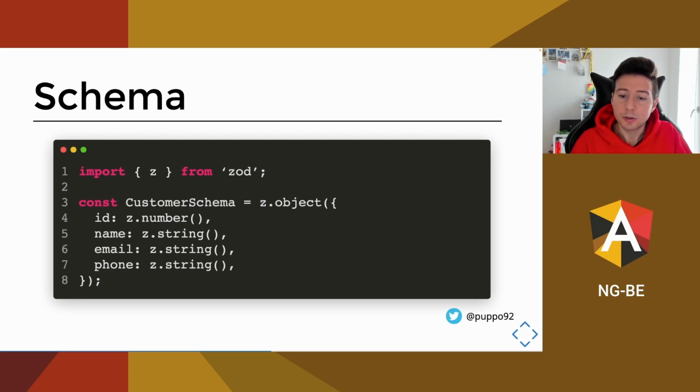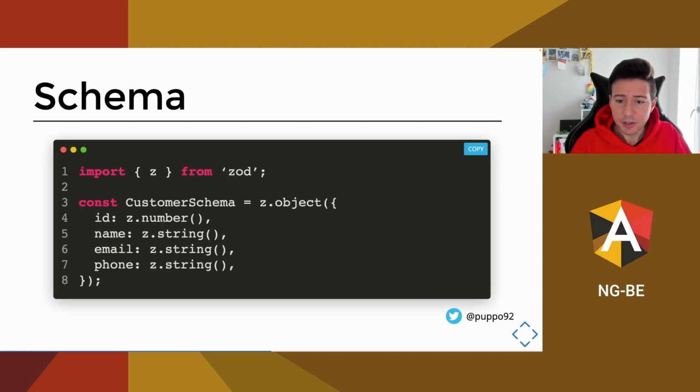Zod introduces a concept called schema. A schema is an object that you can create using the Zod API. And as you can see, the syntax is similar to the TypeScript syntax. The important thing is the const. As you can notice, this customer schema is a JavaScript object. So this object stays alive also after the build, so we can use it during the runtime of the code.